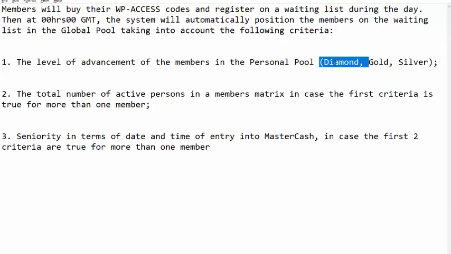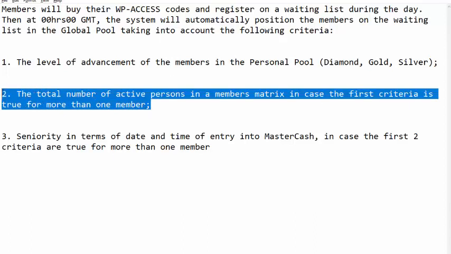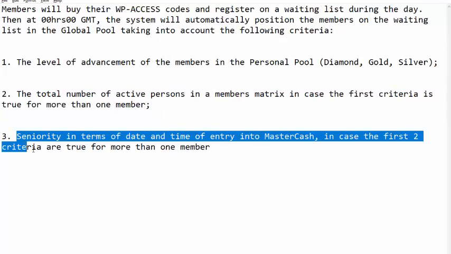So if there's a tie among members to be placed, the system will pick the second criteria, which is how many of us have the highest number of people in our team. The first cycle matrix is supposed to be 62 people. The system is going to weigh us per that to separate us and see who must be placed first. If there are still more people having a tie, then the third criteria will come to bear: seniority, in terms of the date and time of entry into MasterCash.